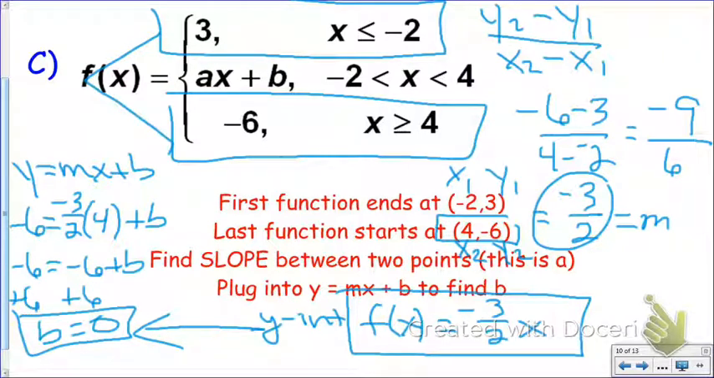Stick around for another minute. We'll talk about the intermediate value theorem very quickly, and then we'll be done.